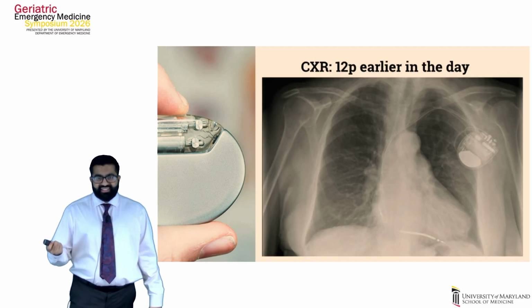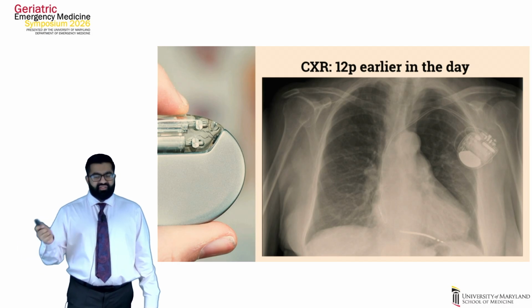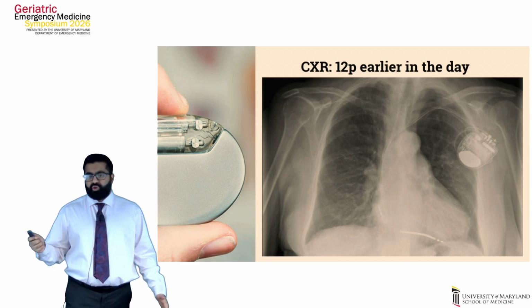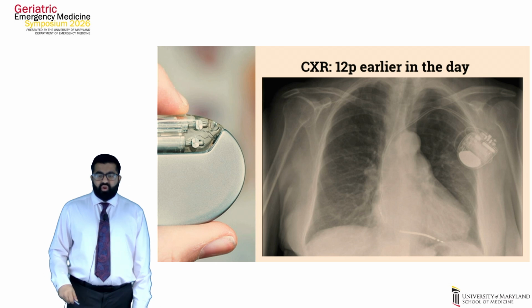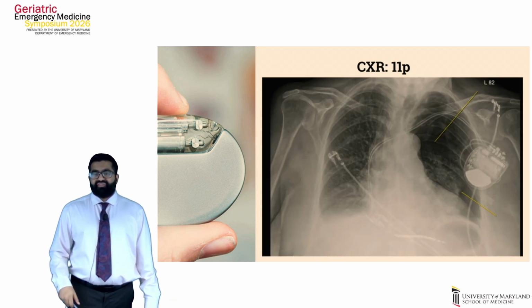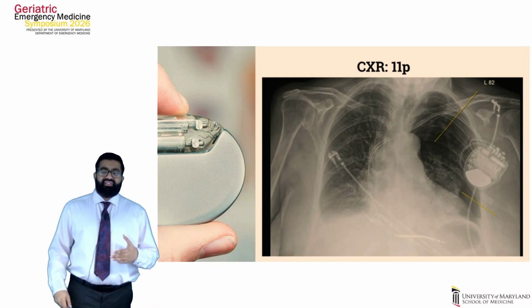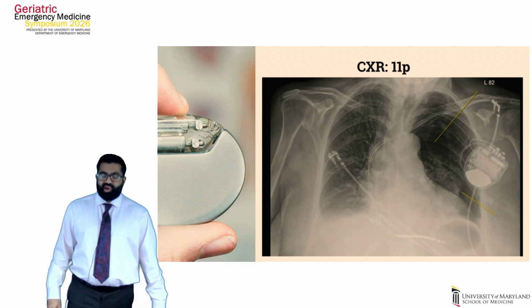And this was the chest x-ray she had earlier in the day. At noon, everything looked perfect. The device looks in place, no pneumothorax, no major effusion, nothing really. But by 11 p.m., we can see that a large pneumothorax had developed, and there seems to be some tension as well.